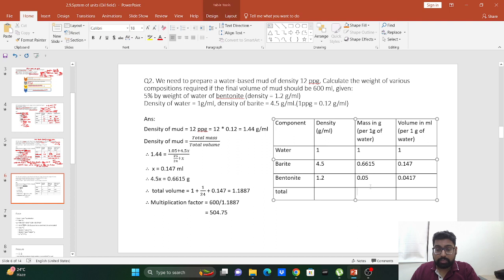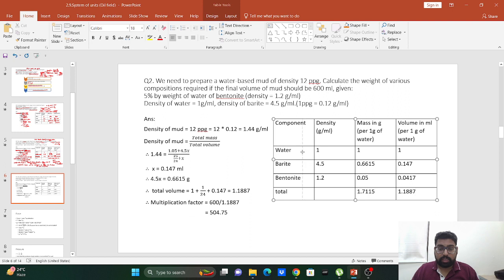So if you just add this up, you will get the final mass. You just add it up. 1 plus 2.06615 plus 1.7115, and the final volume we got as 1.1887. Okay. So now we need to create a new table.